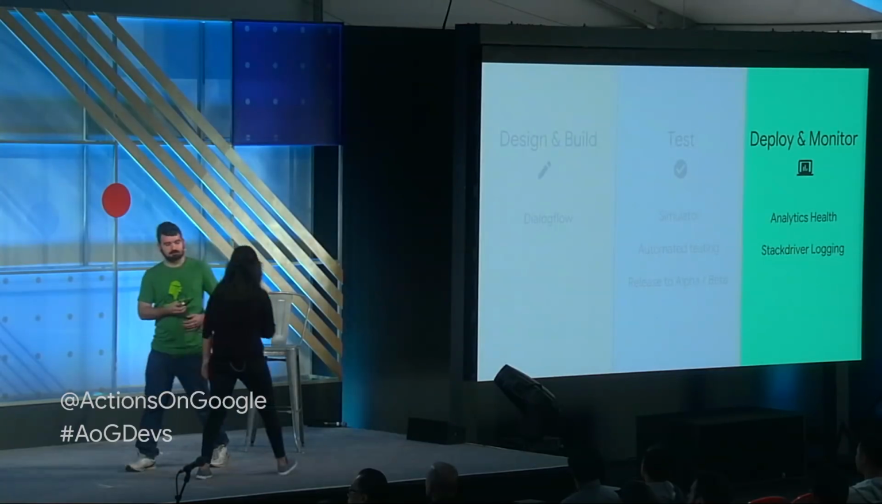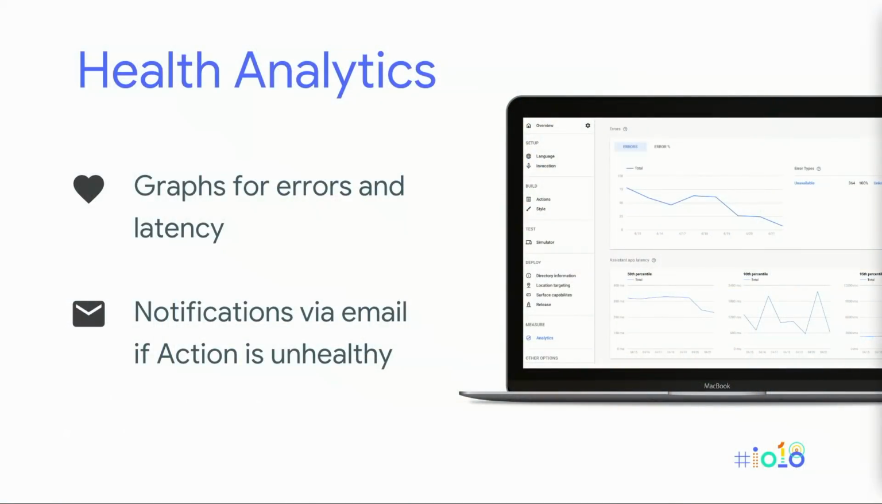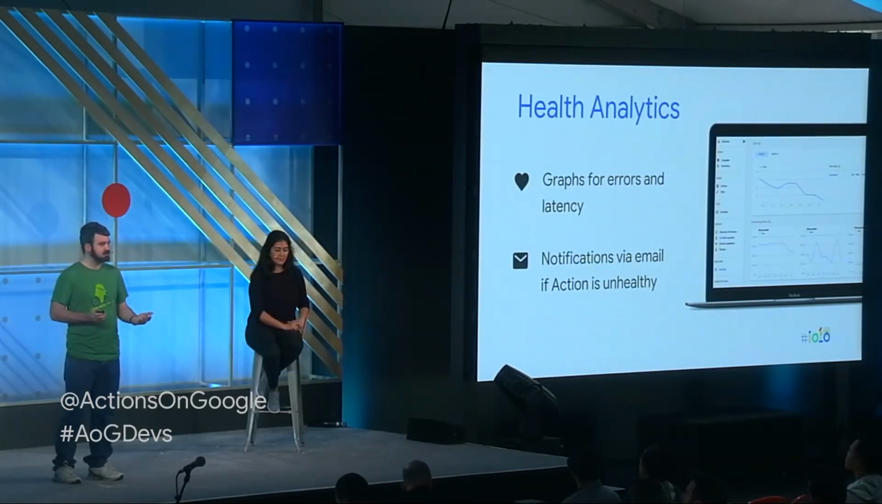All right, so you designed, built, and tested your action, and now you've deployed it to users. But it doesn't stop there. You have to continue to ensure that users have a great experience. And we have a couple of tools that help you do that. The first of which is the health analytics section in the console. This will show you graphs for the number of errors that users are experiencing, as well as the latency. And we do periodic checks on your action. And if we determine that it is unhealthy, we'll let you know over email. And if it continues to be unhealthy, it will actually be disabled until it becomes healthy again.